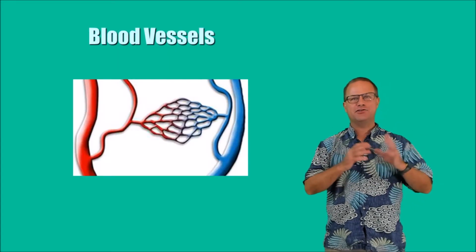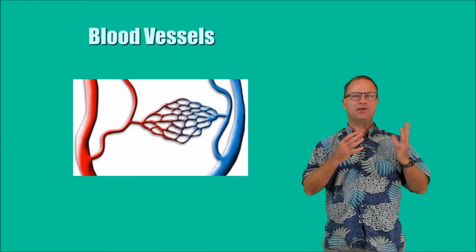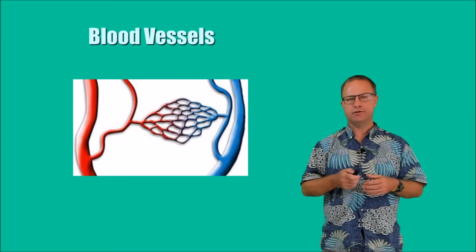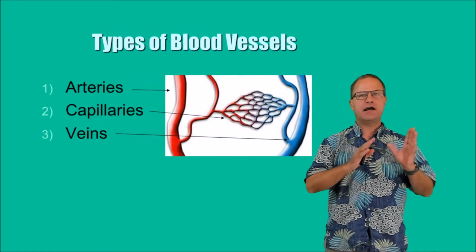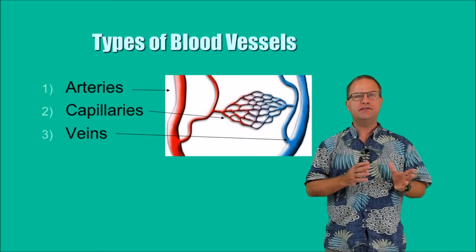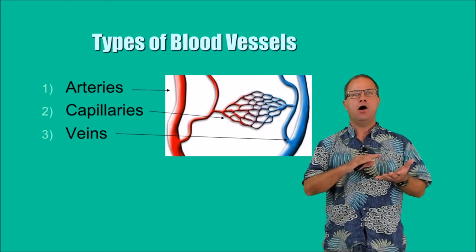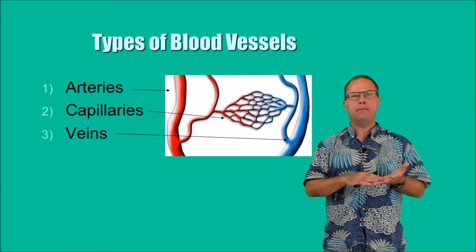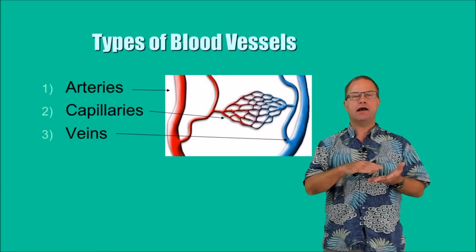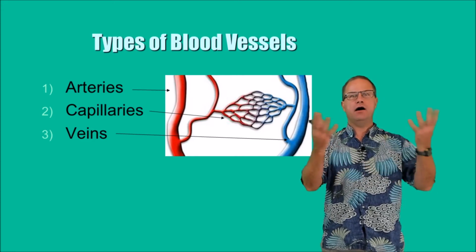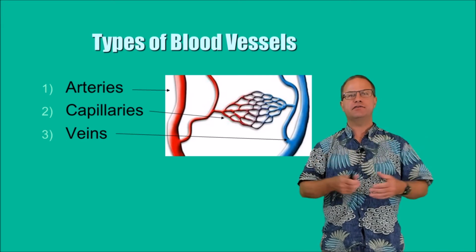Okay, now we're going to go back and talk about blood vessels. We've already mentioned them a little bit, and now we're just going to complete our discussion. There are three different types of blood vessels we need to talk about: arteries, capillaries, and veins. The definition here is that arteries carry blood away from the heart, veins carry blood back to the heart, and capillaries are microscopic blood vessels that allow movement of gases into or out of a tissue bed.